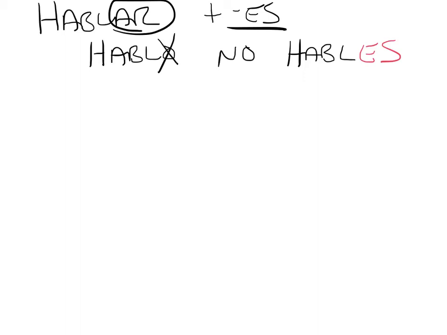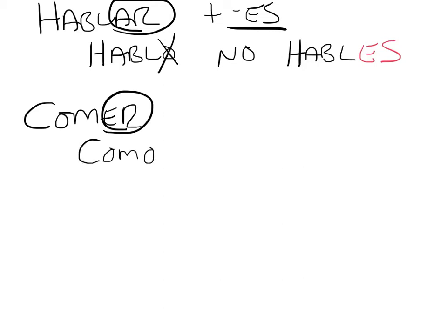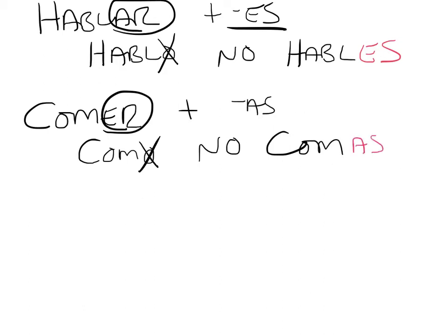If I had comer, which is an ER verb. So comer, an ER verb. So we're going to go to the yo, como, drop the o, and we're going to add the opposite ending. We're going to add as. So we're going to say no com... You guys know? That's right. No comas. Okay? Pretty simple.